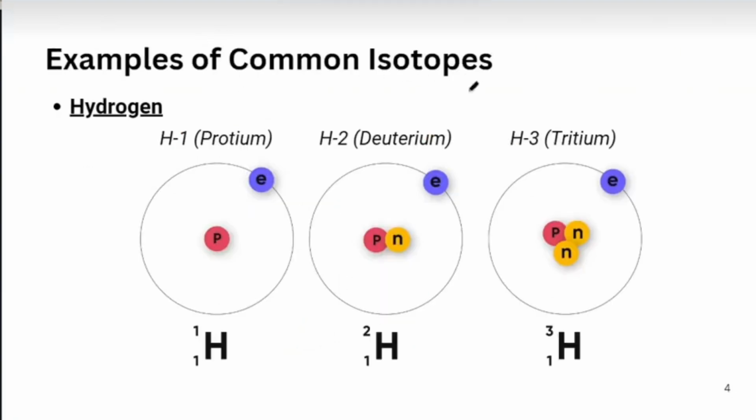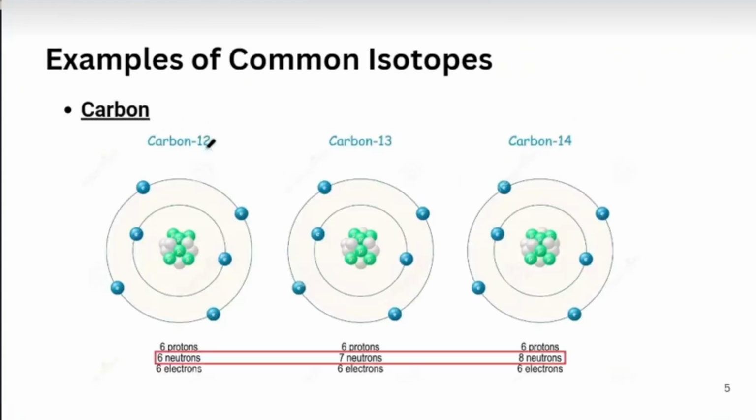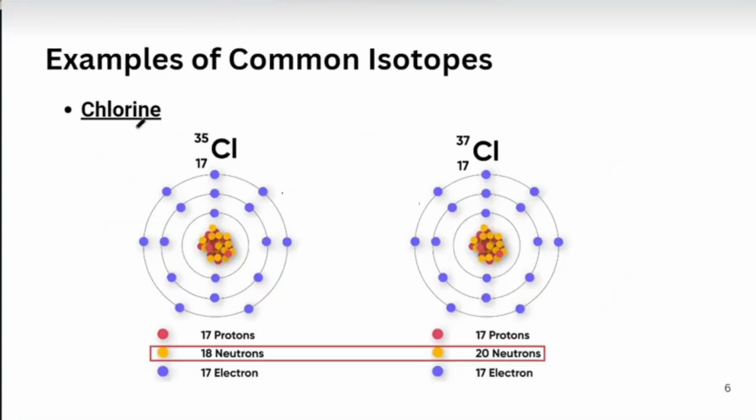So examples of some common isotopes, for example, like just now, oxygen. Hydrogen also has isotopes. There are 3 isotopes: hydrogen 1, hydrogen 2, and hydrogen 3. So take note that the numbers of neutrons here are different. So they are isotopes. Alright? Carbon also. Carbon 12, 13, 14. The numbers of neutrons are also different. Chlorine also, there are 2: chlorine 35 and chlorine 37. The numbers of neutrons are also different.